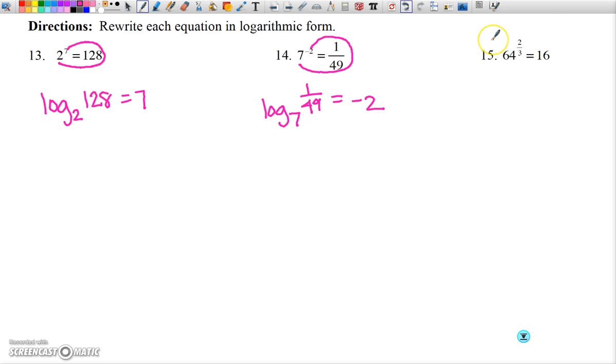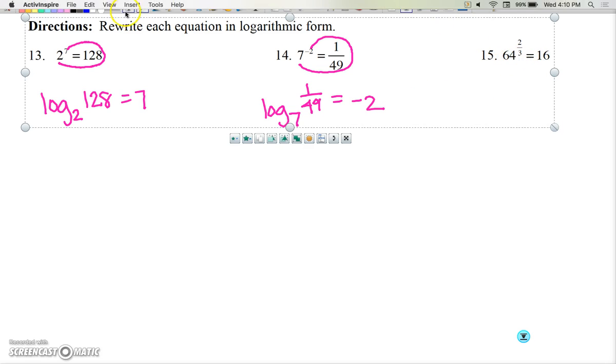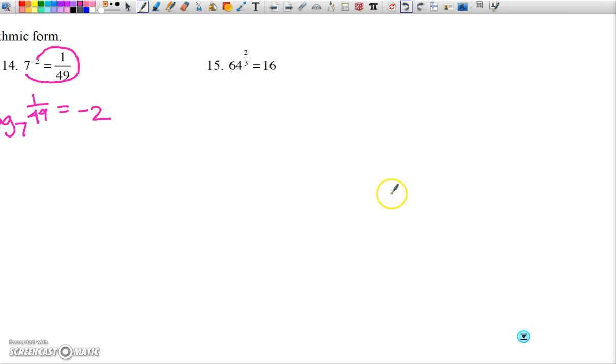And then this one, same thing, and I have to shift it. All right, and so we start at our base, work our way around, loop back. So log 64 goes down here. We went around to 16, and we ended at 2/3.